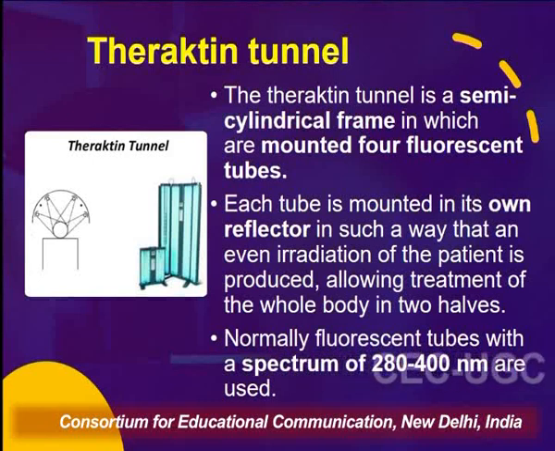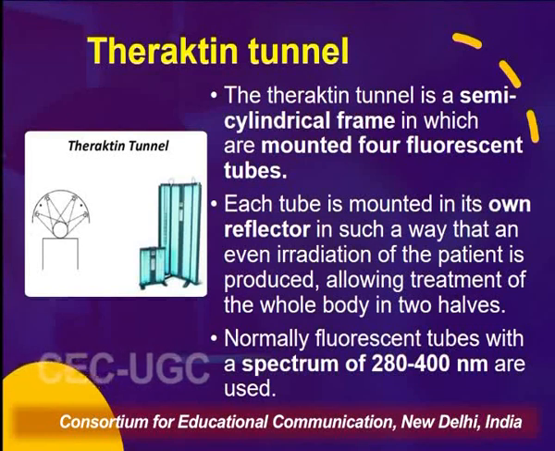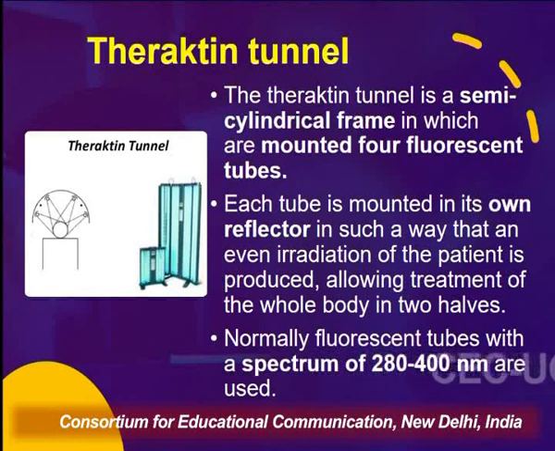Now, the Theraktin tunnel. The Theraktin tunnel is a semi-cylindrical frame in which are mounted 4 fluorescent tubes. Each tube is mounted in its own reflector in such a way that an even irradiation of the patient is produced, allowing the treatment of the whole body in 2 halves. Normally, fluorescent tubes with a spectrum of 280 to 400 nm are used.